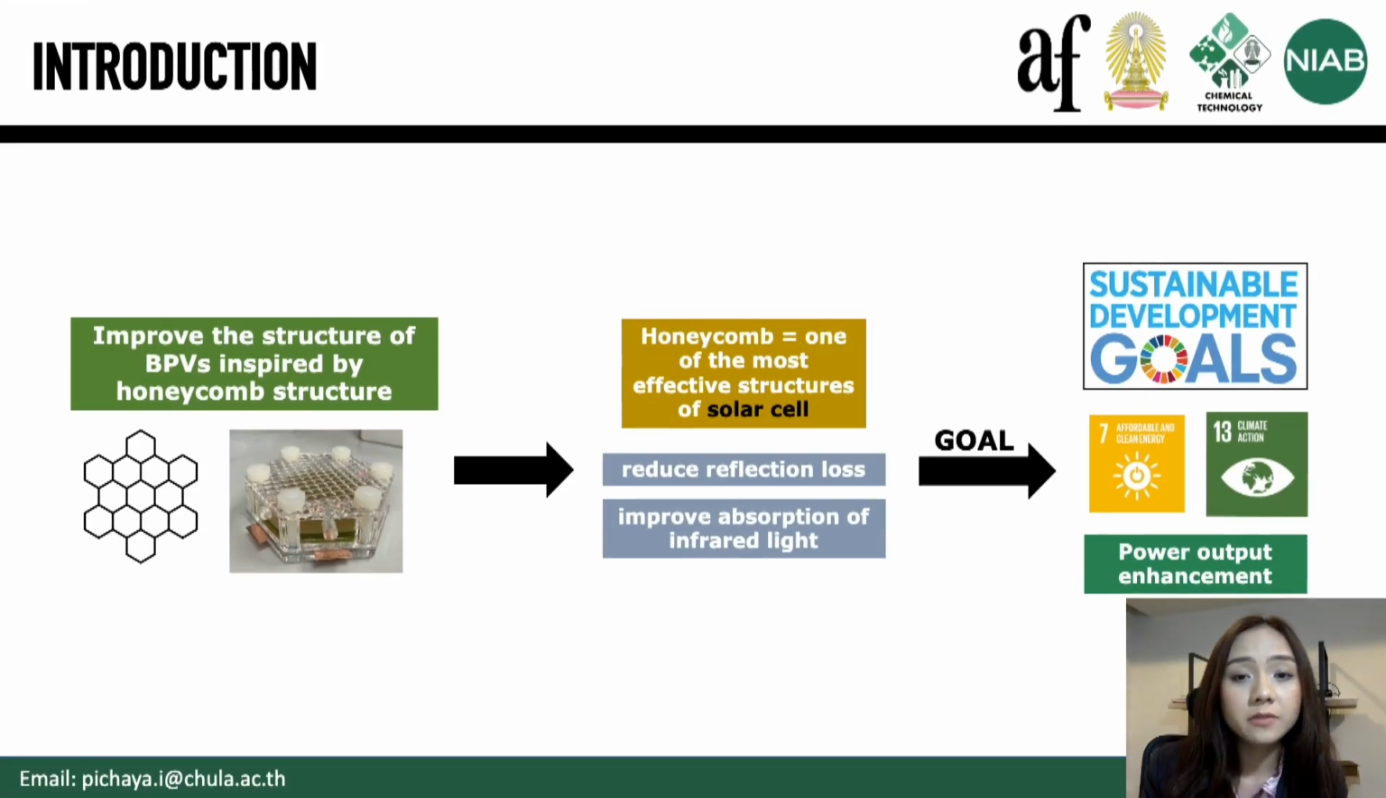Despite all the promising benefits, one of the major disadvantages of the BPV is that it still produces a very low current output. By drawing inspiration from nature, like designing the system with a honeycomb structure, which has been recently implemented with solar cell technologies. However, it has not been implemented with the BPVs yet. So with this nature-inspired structure, it can potentially reduce the reflection loss as well as improve the absorption rate of the infrared light into the system so that it can enhance the power output.